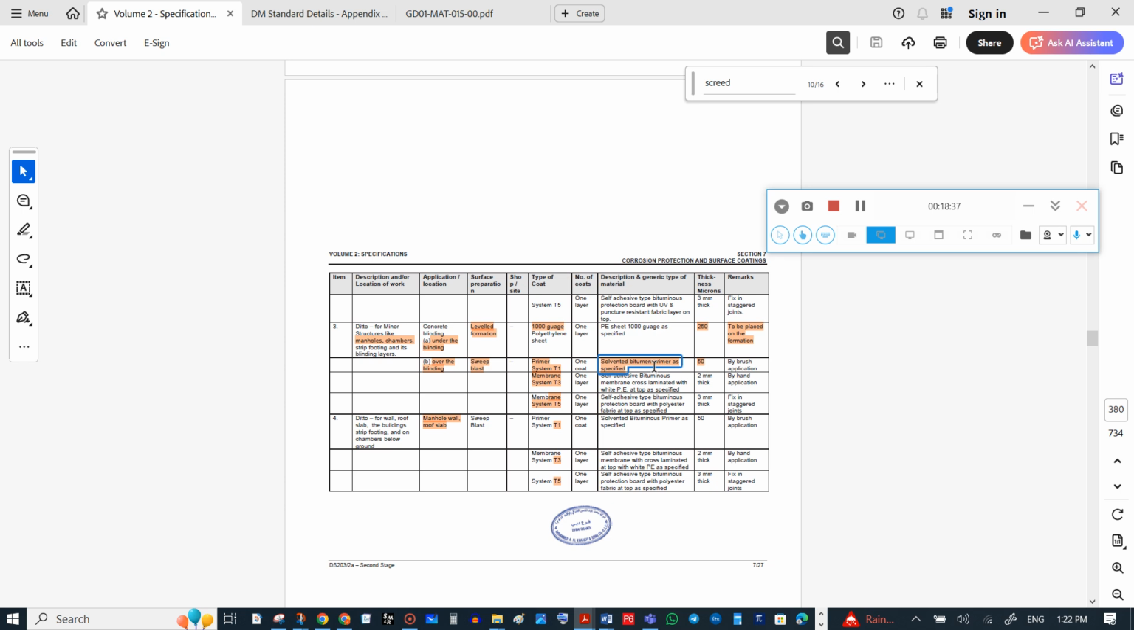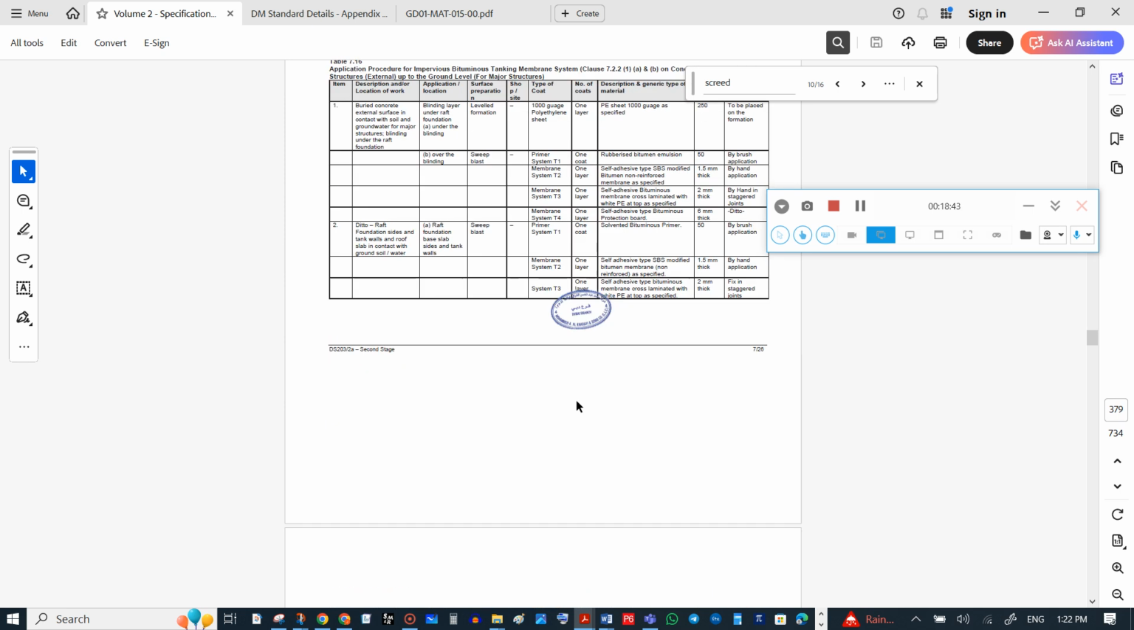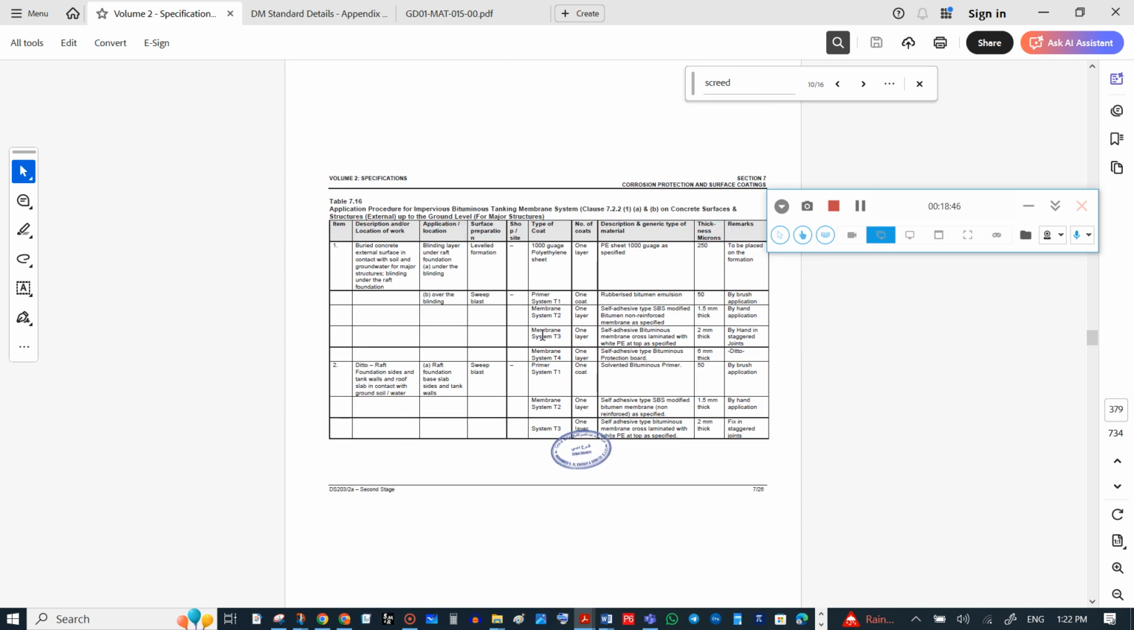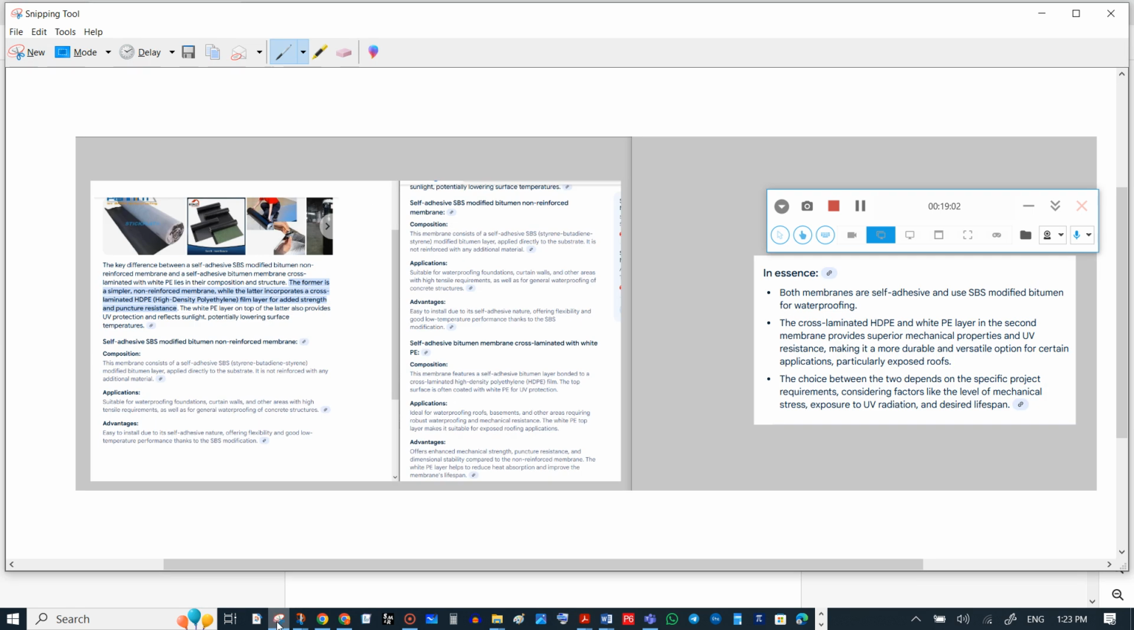And we have explained here what is the difference between T2 and T3: the non-reinforced membrane, and the reinforced membrane cross-laminated with the white PE at the top. So what is this difference? This difference is mentioned here clearly. The key difference between these is composition and structure. The former is simpler, a non-reinforced membrane. The latter incorporates a cross-laminated HDPE film layer for added strength and puncture resistance.